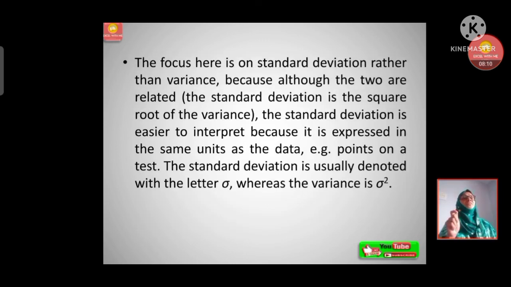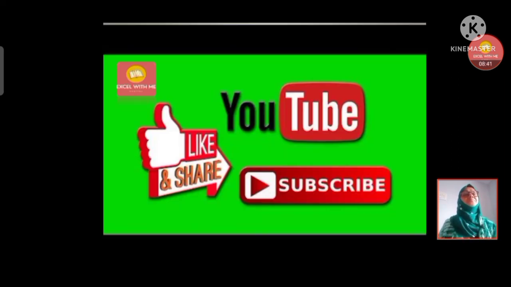The focus here is on standard deviation rather than variance, because although the two are related, the standard deviation is the square root of the variance. The standard deviation is easier to interpret because it is expressed in the same units as the data, for example, points on a test. The standard deviation is usually noted with the letter sigma, whereas the variance is the square of that.